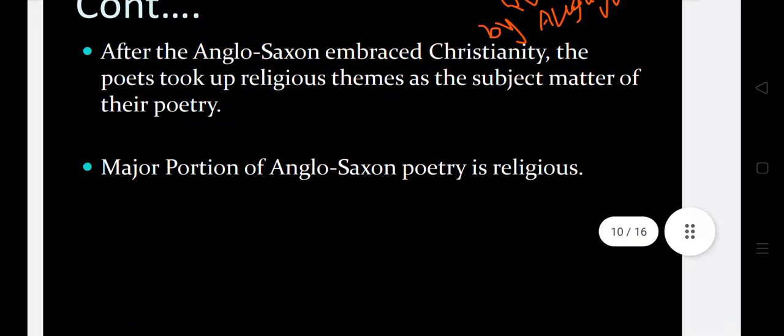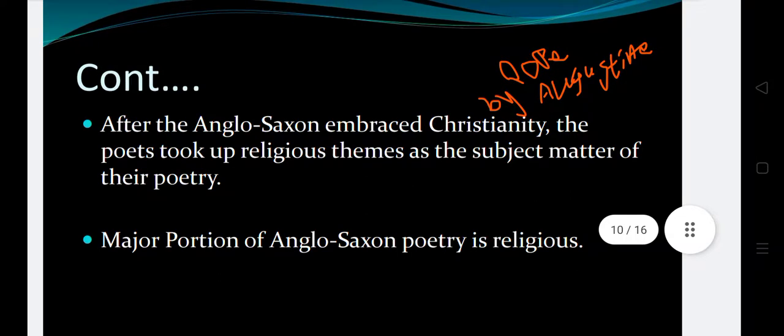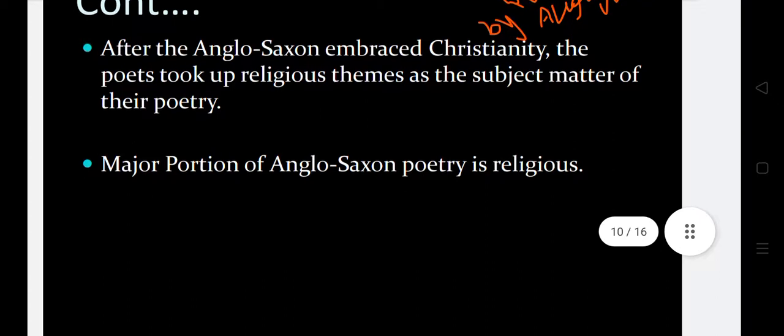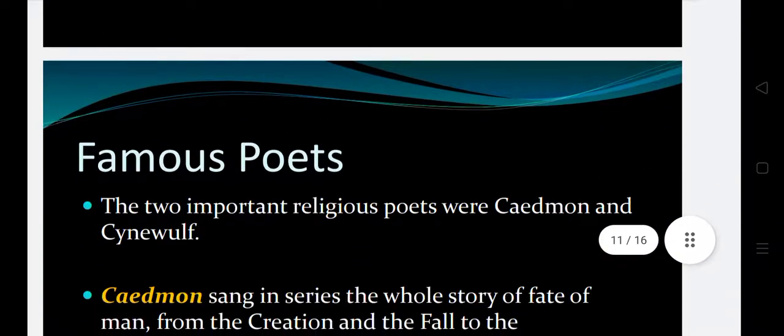After this, the Anglo-Saxons embraced Christianity. They were pagans, or infidels, you can say, when they came to England, but later they were converted to Christianity by Augustine, and the poets took up religious themes and subject matter. It became the subject matter of their poetry, and the major portion of Anglo-Saxon poetry is religious.